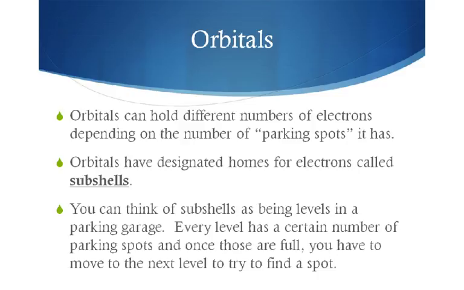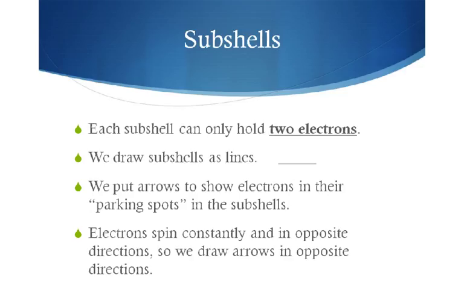So the places that are the parking spots, or the homes for electrons that exist in each orbital of each energy level, are called subshells. So you can think of subshells as being the level in a parking garage. Each subshell, which we draw with a line, can only hold 2 electrons. And we use arrows or half arrows to show electrons in their parking spots in the subshells.